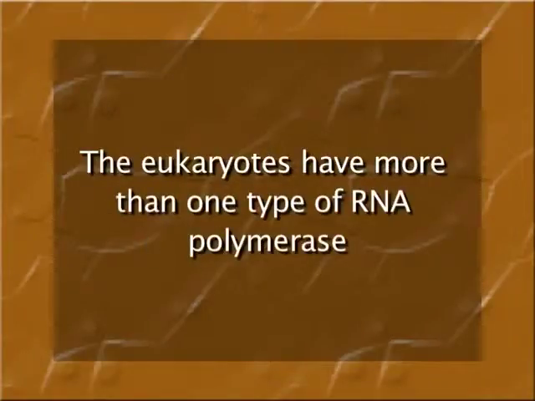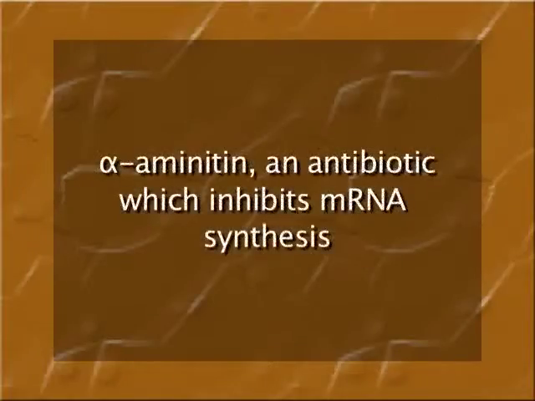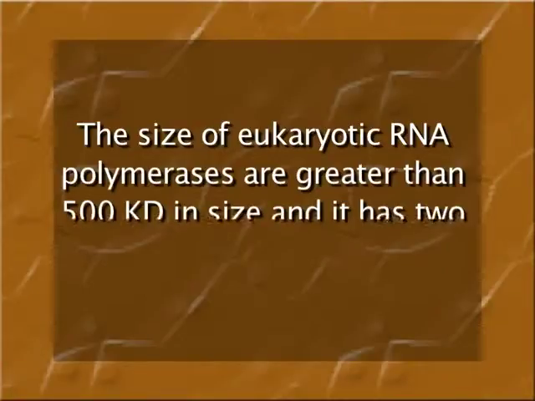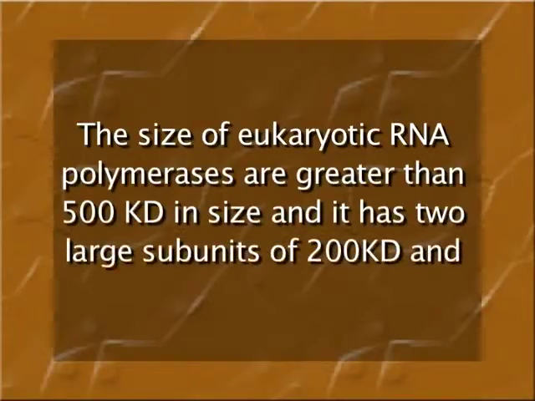The eukaryotes have more than one type of RNA polymerase. Based on the sensitivity to alpha-amanitin, an antibiotic which inhibits mRNA synthesis, 3 classes of RNA polymerases have been identified which are involved in transcription of different classes of eukaryotic genes. Eukaryotic RNA polymerases are greater than 500 kD in size, and have 2 large subunits of 200 kD and 140 kD.